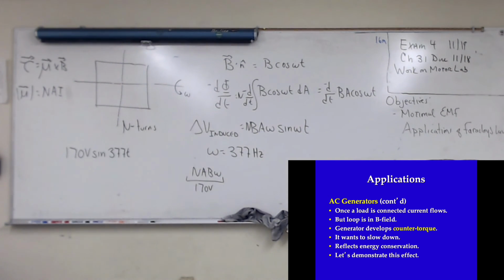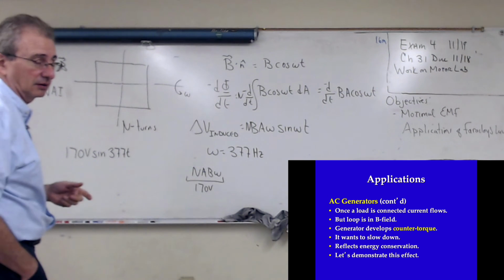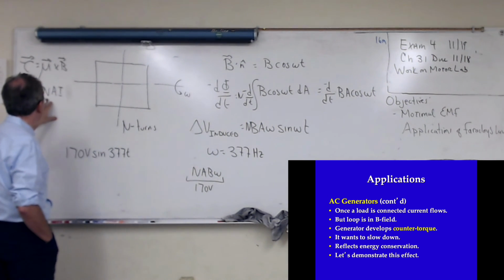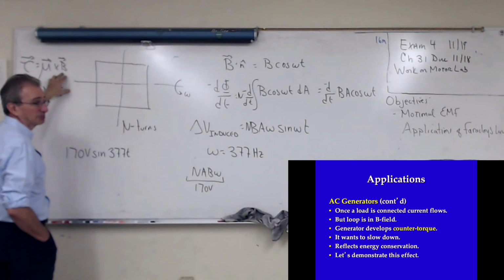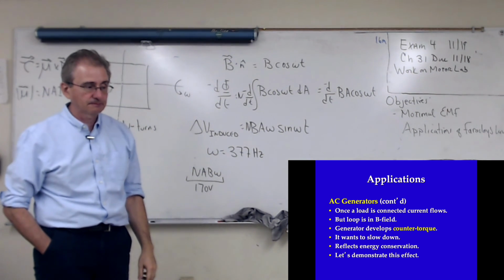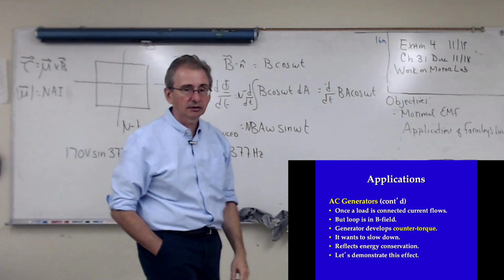This spins a little bit harder because of the light bulb. So this will develop a counter torque. And a counter torque, if the loop has a nice geometry, is just going to be NAI cross B. Okay?